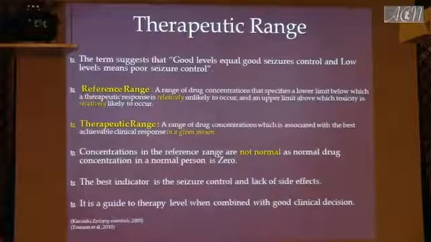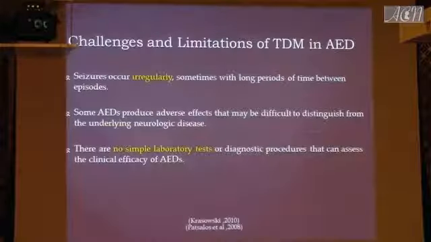Now, concentrations in the reference range are not normal. All the time we say it is a normal concentration or reference level, but the normal concentration in a normal human being should be 0. And the best indicator is clinical seizure control. Always remember that it's a guide for therapy, and it does not by itself dictate what you should do with the patient.